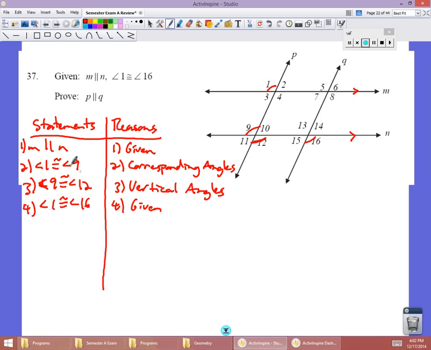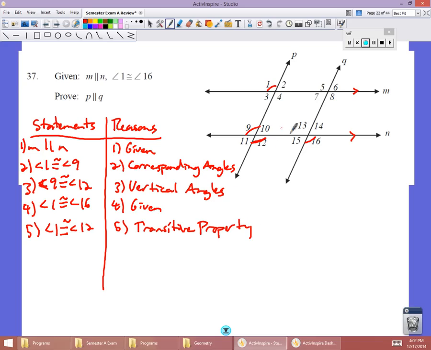So from these two pieces of information, and maybe we should have actually written this as step number 4, well, that's okay. We're just going to leave it the way it's written. But based on these two statements right here, we have 1's congruent to 9 and 9 is congruent to 12. So what that should indicate to us is that angle 1 is congruent to angle 12. And when we do that, that is what we call the transitive property. So for number 5, we're going to write transitive property.